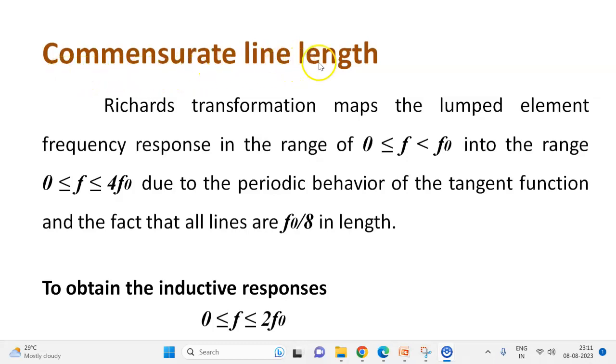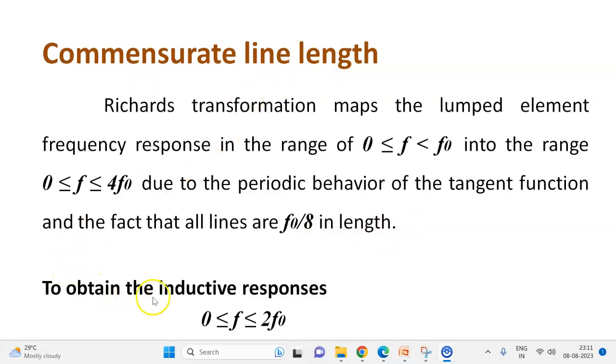Then, commensurate line length in Richards transformation. The Richards transformation maps the lumped element frequency response in the range of 0 less than or equal to F less than F0 into the range 0 less than or equal to F less than or equal to 4F0, due to the periodic behavior of the tangent function and the fact that all lines are F0 divided by 8 in length. This is known as commensurate line length.